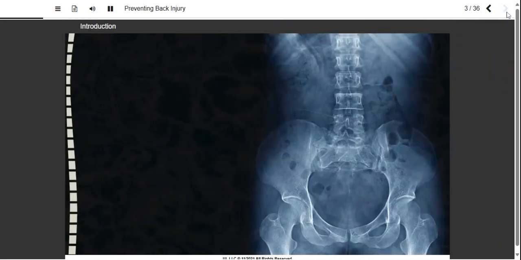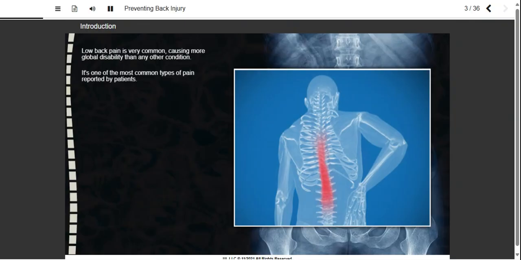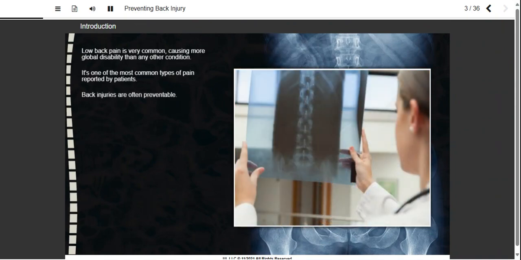According to a study on the global burden of disease, low back pain causes more global disability than any other condition. In fact, it's one of the most common types of pain reported by patients to healthcare professionals. The good news is that back injuries that cause this and other types of pain are preventable. It can be hard to break habits like poor posture and easy to rush and forget good practices like stretching and lifting techniques. But it's well worth the effort to avoid back injuries.